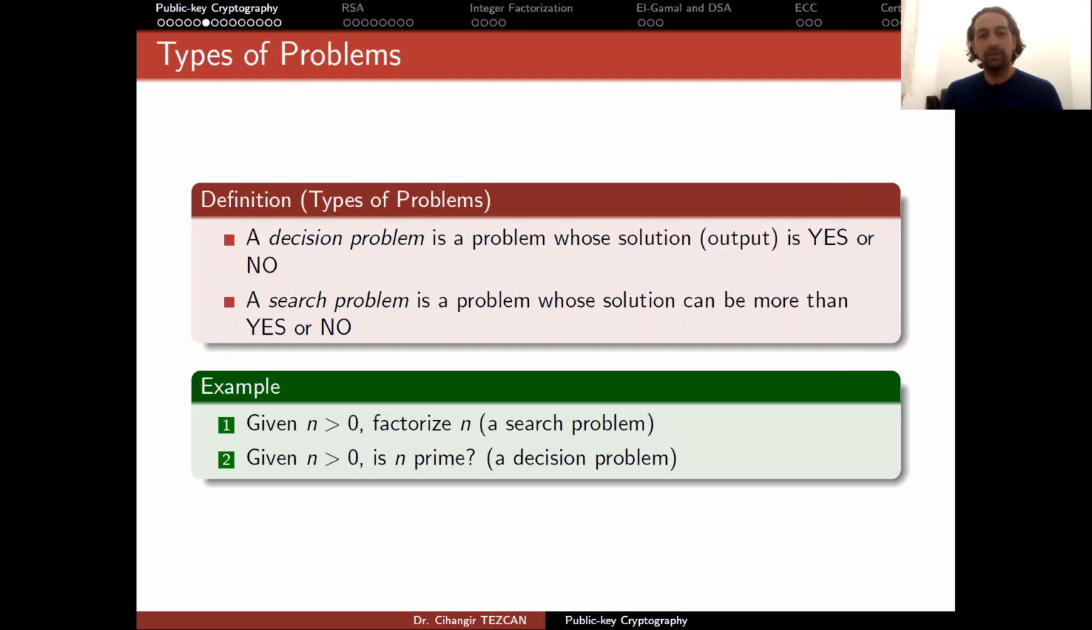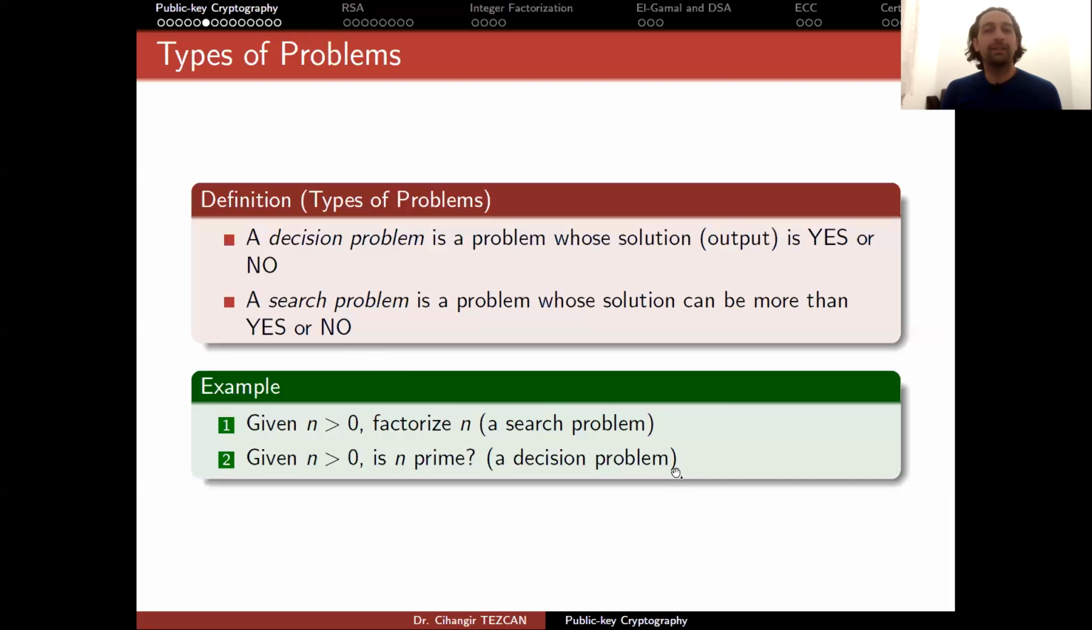So it is obvious that when you solve the search problem, for instance, when you factorize n, if n does not have any non-trivial factors, this would mean that n is a prime number. If it has non-trivial factors, which means divisors other than 1 and n, then we will say that it is a composite number. So we will answer the decision problem too. So solving the search problem also solves the decision problem.